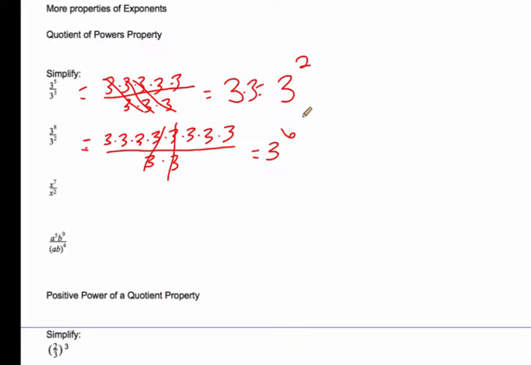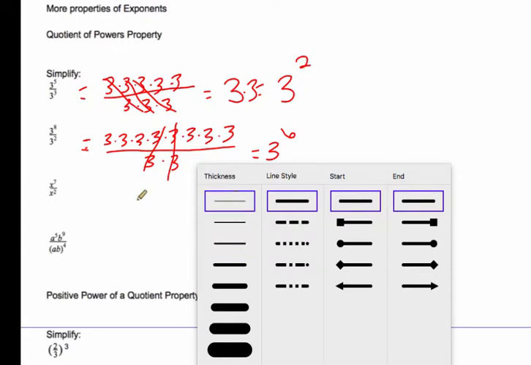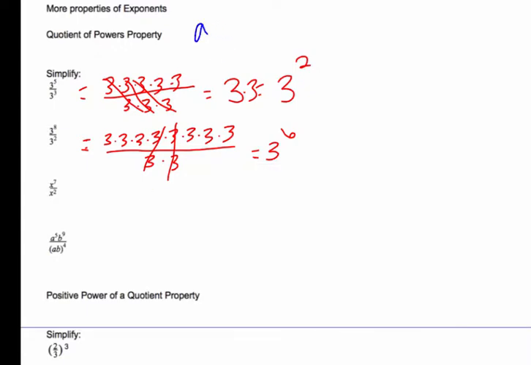Okay, how did I end up with an exponent of 2? Well, 5 minus 3, right? 5 minus 3. How did I end up with an exponent of 6? 8 minus 2. Again, notice that the bases are the same. So the property here is if I have a to the m over a to the n, that is equal to a to the m minus n. All right, so that's the quotient of powers property.